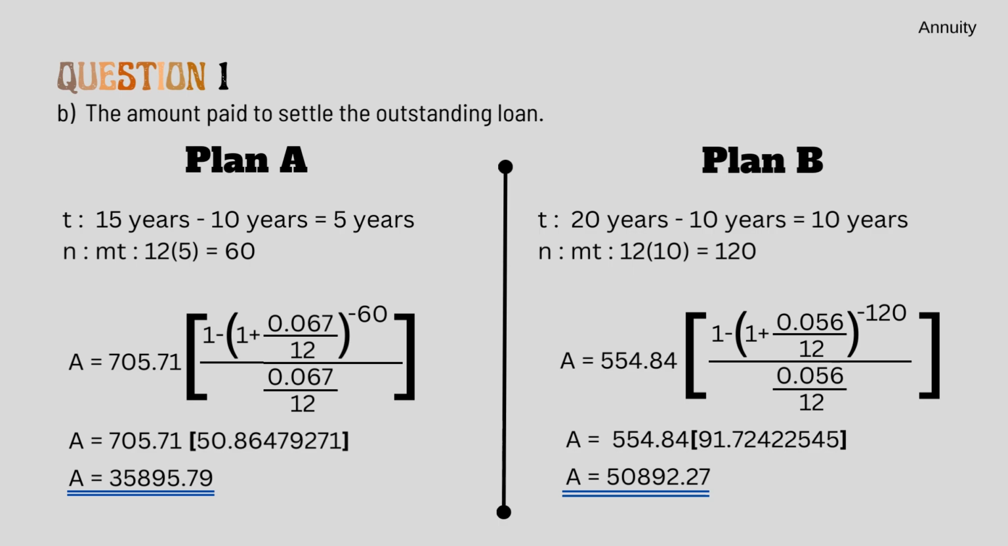The new n is 12 multiply 5 equals 60 for plan A, and 12 multiply 10 equals 120 for plan B. Put the information into the formula and solve it. The final answer is 35895.79 for plan A and 50892.27 for plan B.